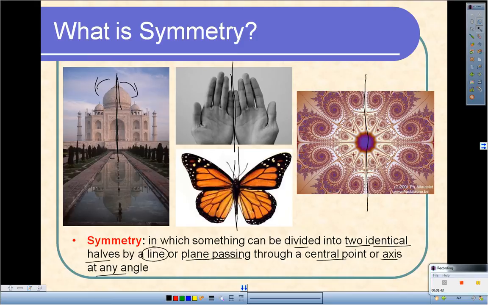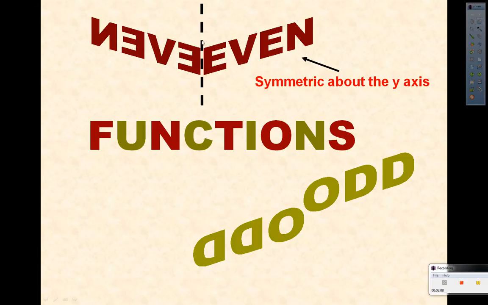So let me give you a quick visual definition of what even and odd symmetry looks like. Even symmetry is whenever you have a function that is geometrically symmetric about the y-axis. The y-axis is your vertical up and down. If it splits the function in half down the middle, and it's a mirror image on the left and the right-hand side, then that's symmetric about the y-axis, and that's even symmetry. Odd is symmetric about the origin.